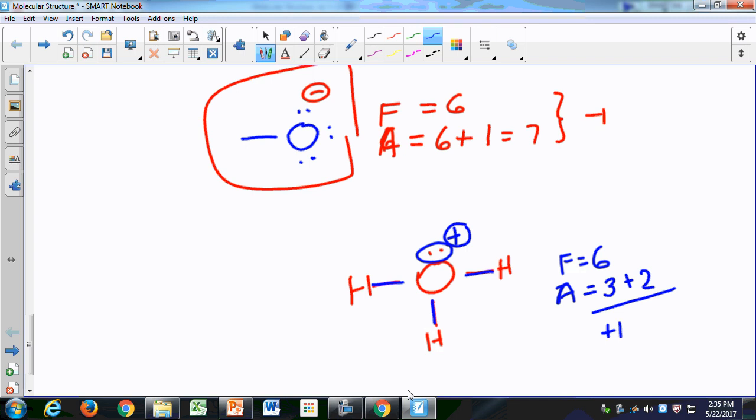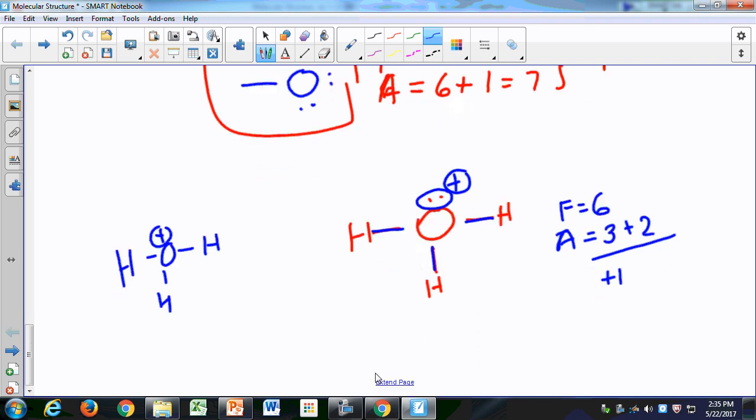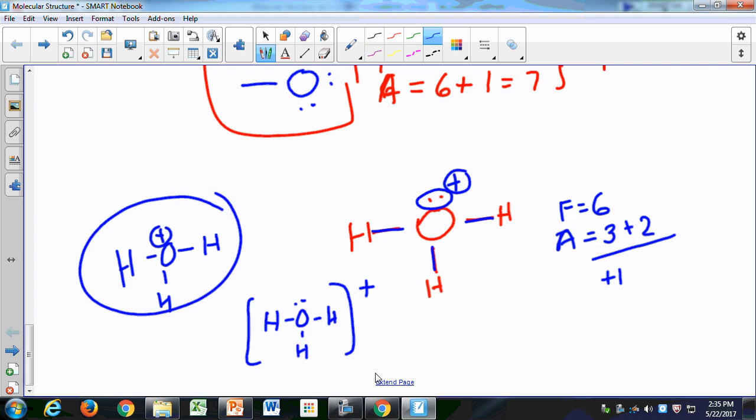By the way, hydronium, you can write it that way, or you can write it with the brackets. If you indicate the formal charge, you don't have to put it in brackets.